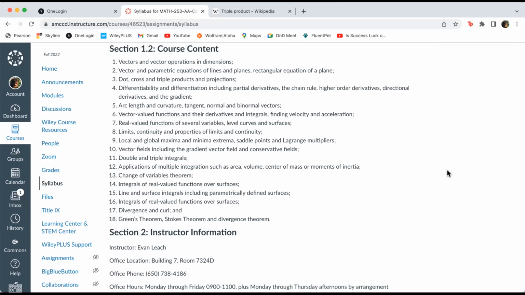Bullet 3, dot, cross, and triple products and projections. It's like, oh, dude, when you were writing this list, did you not realize that two lines above you said vector operations? And are these not vector operations? I guess we're just trying to be more specific now. So earlier we talked about the dot product and the cross product. We haven't talked about triple products. So that's a little bit threatening.